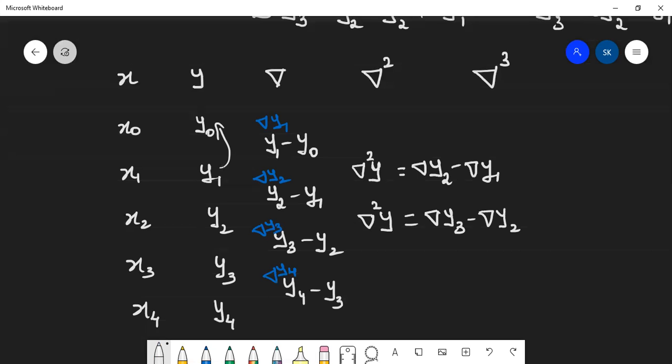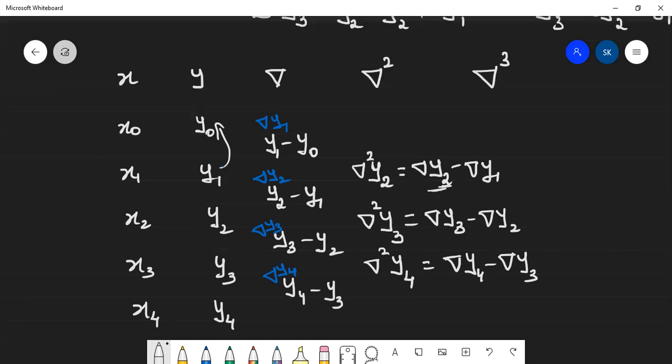I should take this notation, A position, 2. Here it will be 3. Then I'll get backward delta square y3, which is backward delta y4 minus backward delta y3. So it is backward delta square y4. These are your second differences.